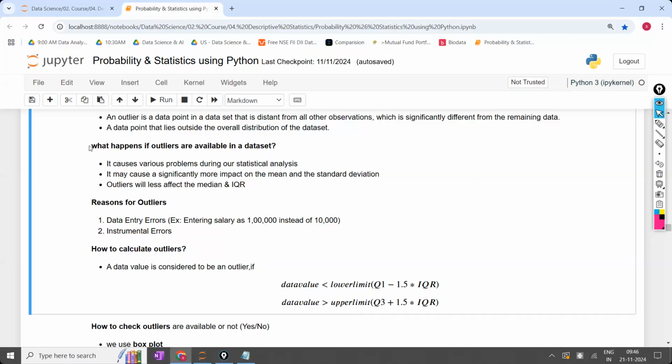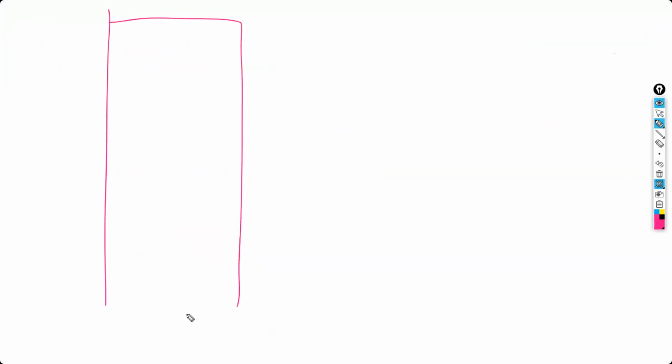Okay. Now, what happens if outliers are available in the data set? It causes various problems during the statistical analysis. Just let us take an example. In an engineering college, a total of 10 students have got placed. Out of which 9 students have got a 3 lakhs package and 1 student has got a 10 lakhs package.